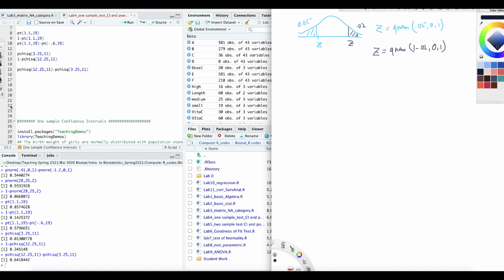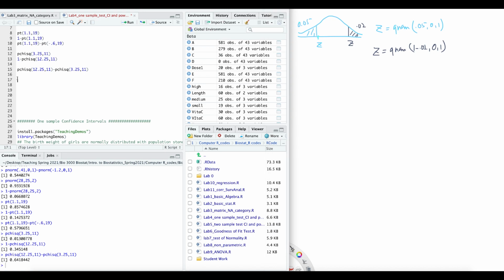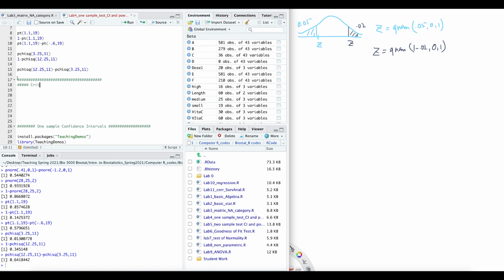Let us do these things. So far what we did was probability. Now what I'm going to do next is the critical value. Let me comment it, critical values. So we can find critical g values, critical t values, critical chi-square values, and so on. Okay, guys. So the first one, if the left area is 0.05, you can do q norm, 0.05, 0, 1. That's what you do.